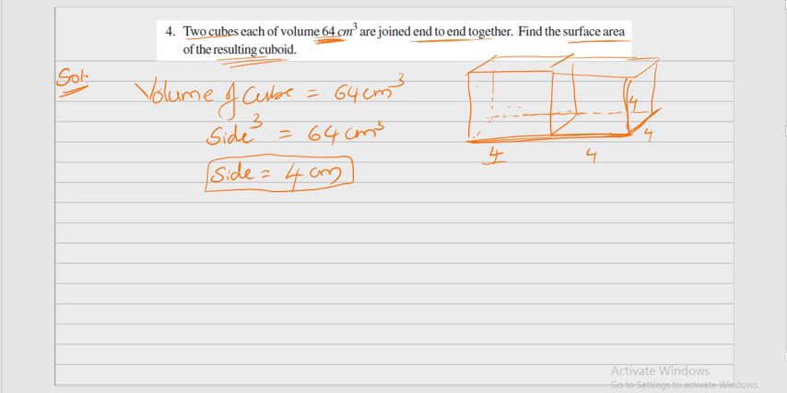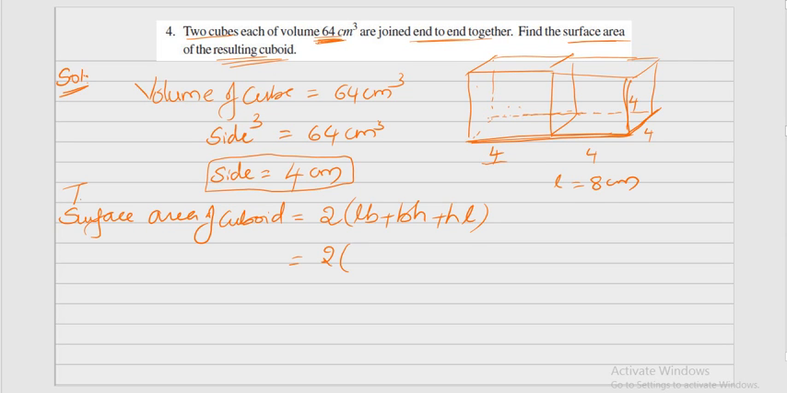If I want to find the surface area of this cuboid, how can I find it? We know the formula, right? Here surface area means total surface area: 2 times (LB plus BH plus HL). You remember this formula, no? Here length is 8 centimeters, breadth is 4 centimeters and height is 4 centimeters.